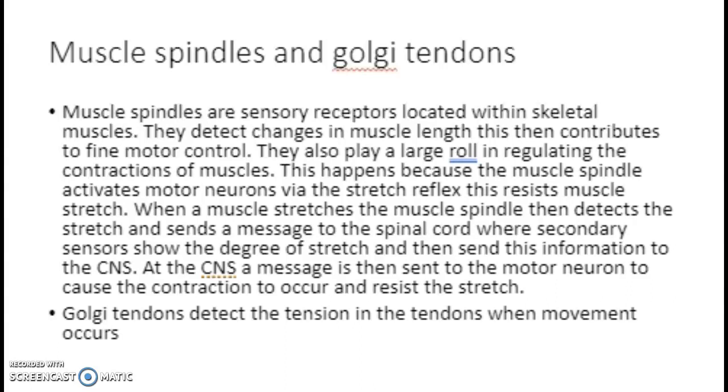This resists muscle stretch. When a muscle stretches, the muscle spindle then detects the stretch and sends a message to the spinal cord where secondary sensors show the degree of the stretch and then send this information to the CNS. At the CNS, a message is sent to the motor neuron to cause the contraction to occur and resist the stretch. Golgi tendons detect the tension in tendons whenever movement occurs.